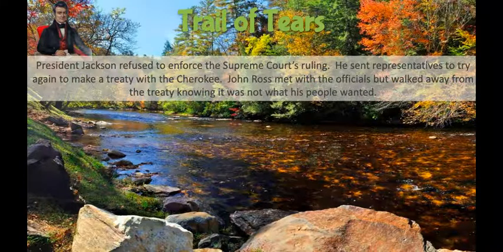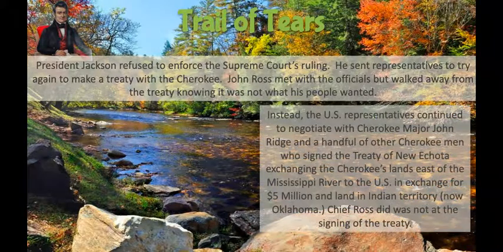President Jackson refused to enforce the Supreme Court's ruling. He sent representatives to try again to make a treaty with the Cherokee. John Ross met with the officials, but he walked away from the treaty, knowing it was not what his people wanted. Now remember, John Ross is the leader of the Cherokee. So the U.S. representatives continued to negotiate with Cherokee Major John Ridge and a couple of other Cherokee men.